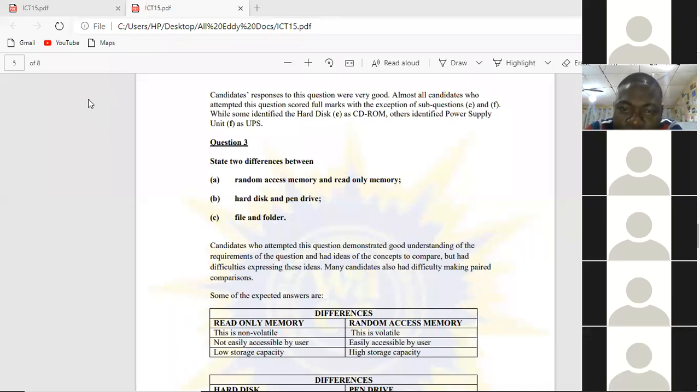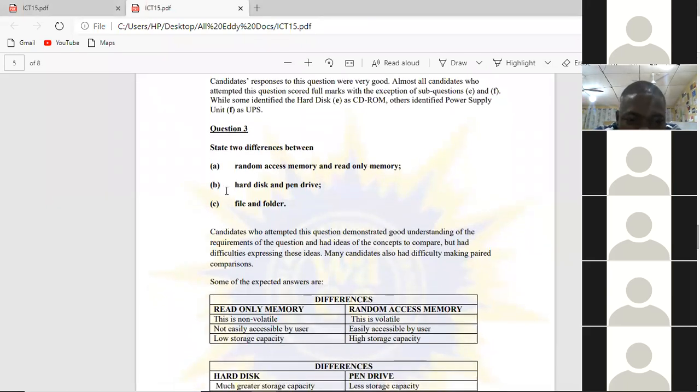All right, let's go on. Who is reading? Isaac Smith, hard disk and pen drive. The hard disk is located in the computer, but the pen drive, okay, let me change it. The hard disk is not portable, but the pen drive is portable. Okay, the hard disk is not portable, but the pen drive is.